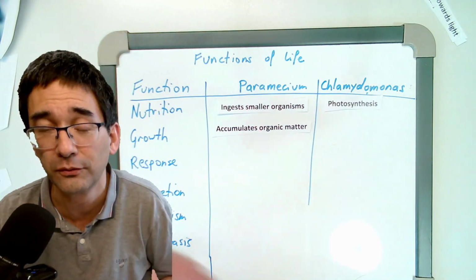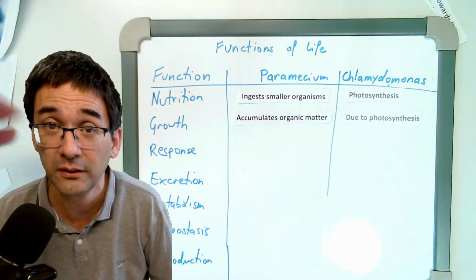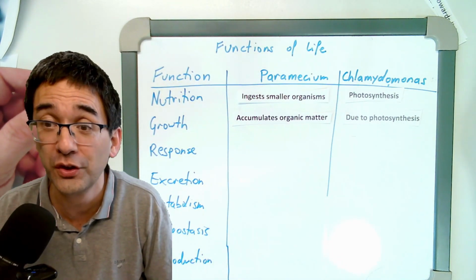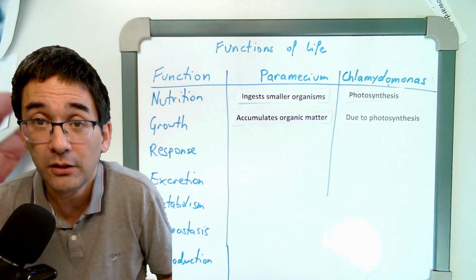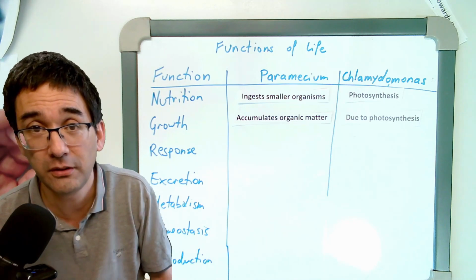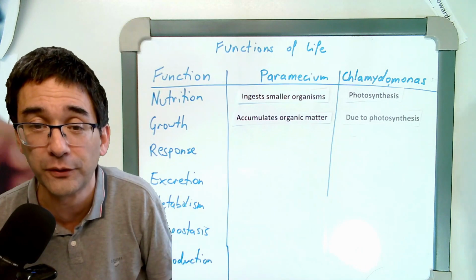Where does it get its material from? Well, by the products of photosynthesis. It makes its own food and organic material by photosynthesis, and that is then used to actually make cellular material. So it also is able to grow, but it gets it from different sources. The sources are different.